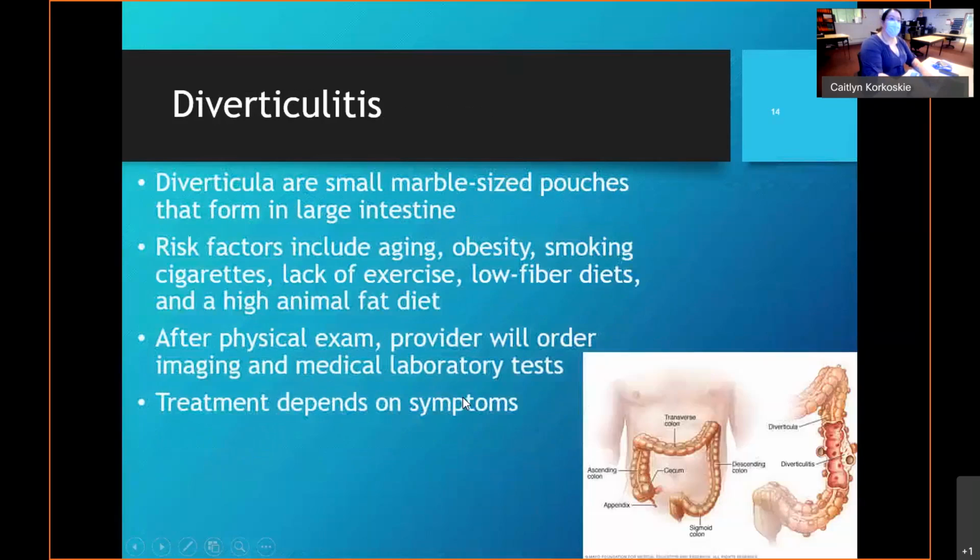Next slide. All right, and then diverticulitis. The difference between celiac disease and diverticulitis is that diverticulitis is not a chronic condition. This is just an inflammation of the large intestines, where you have these small, marble-sized pouches inside and outside the large intestines. Most of the time this happens to people with low fiber diets, high fat intake, lack of exercise, and smoking.